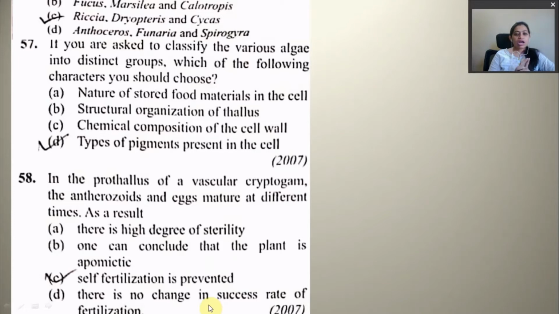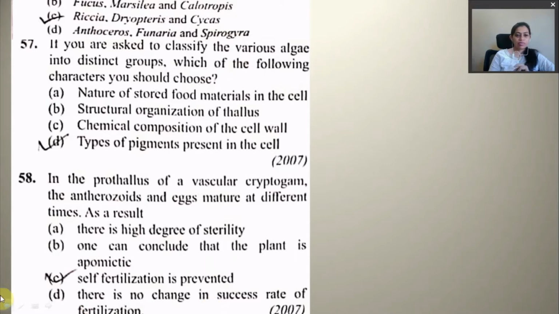If you are asked to classify the various algae into distinct groups, which of the following characters you should choose? Nature of stored food material in the cell, structural organization of thallus, chemical composition of the cell wall, types of pigments present in the cell, right? So the right answer is D, types of pigments, because depending upon these important features, algae are classified into three groups: chlorophyceae, phaeophyceae and rhodophyceae.